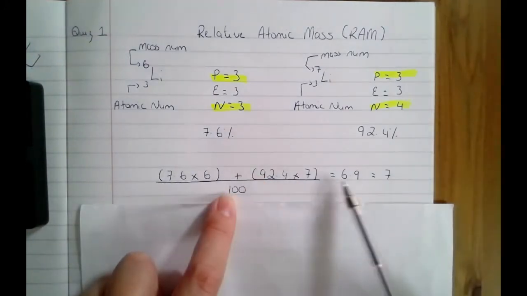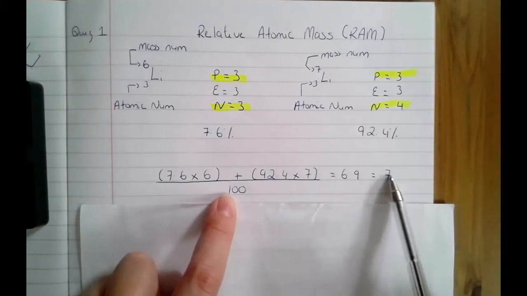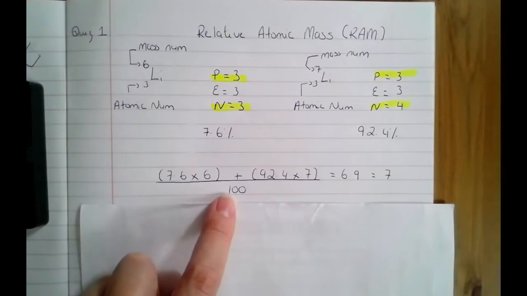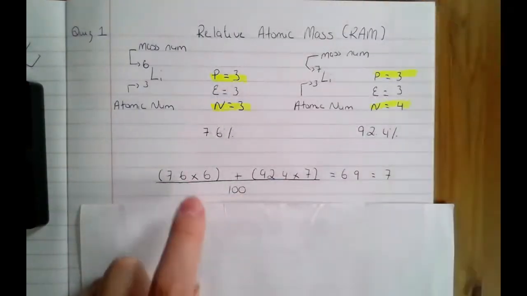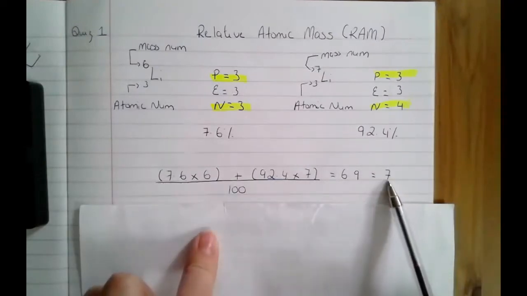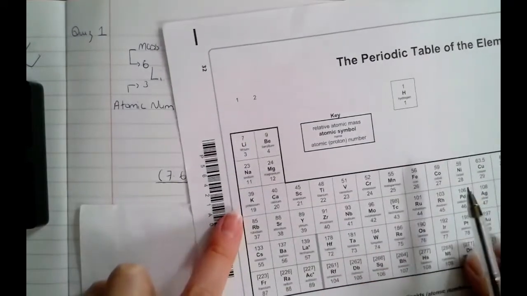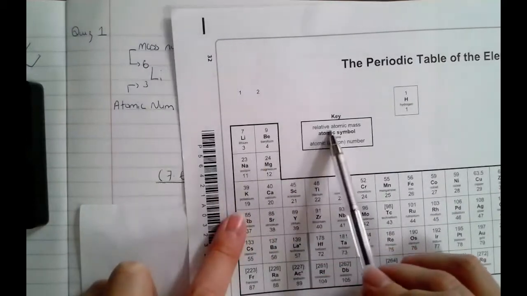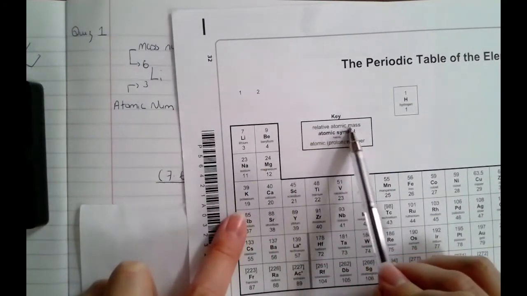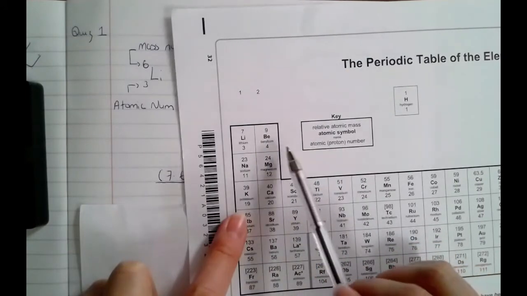When I do this, I end up with an answer of 6.9, and to round that to a whole number, I end up with 7, which is the same answer that I see on my periodic table. So when you're doing these calculations, if your answer doesn't match the mass number on the periodic table, you know you've done it wrong. And if you ever get confused between which one is mass and which one is atomic, you're given a key. It tells you that the number at the top is the mass, and the number at the bottom is the atomic number, and this key is given to you in your exam.